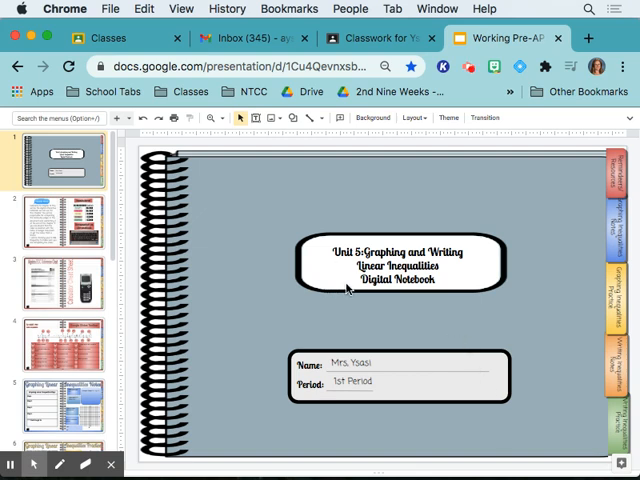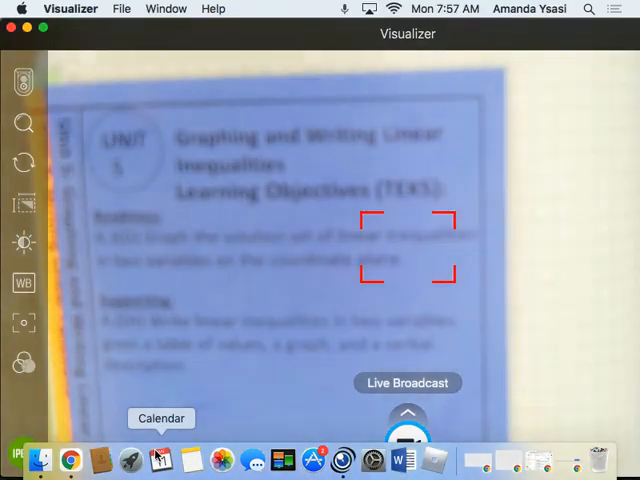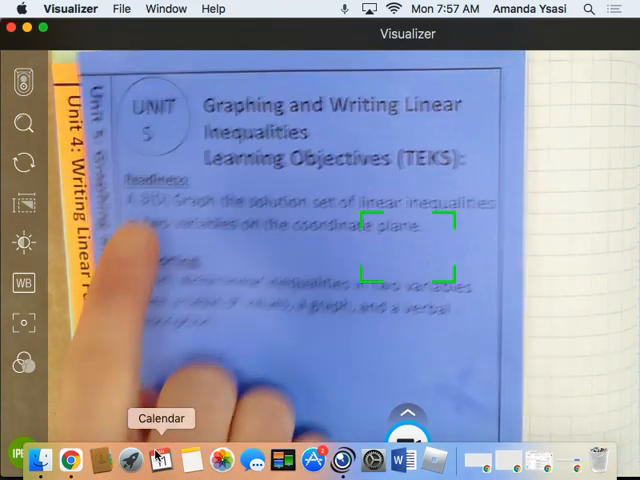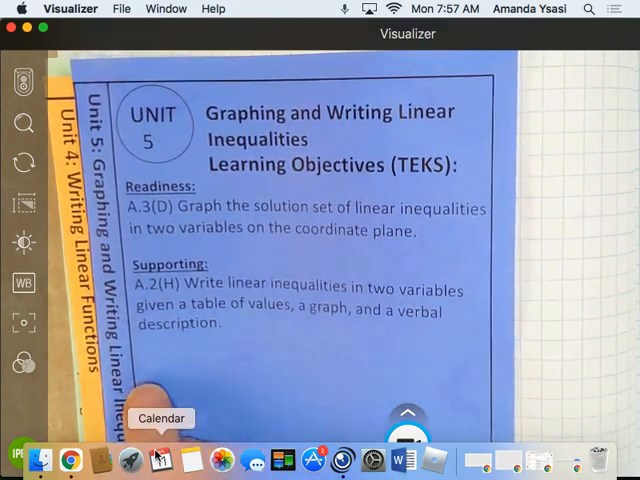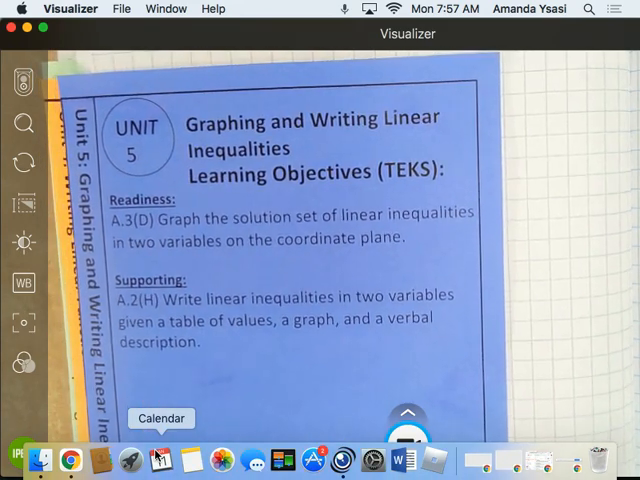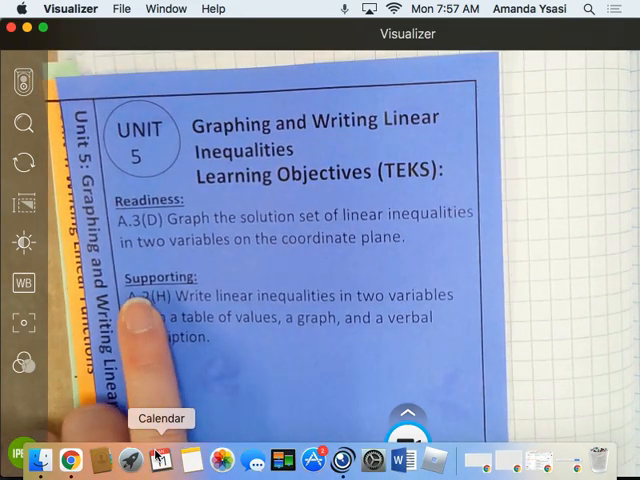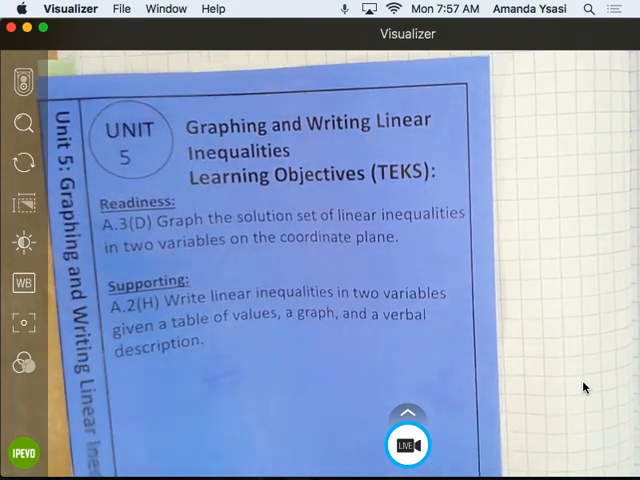We are starting Unit 5, which is Graphing and Writing Linear Inequalities. It has 2 TEKS that are involved, so there is a new unit divider that I will show you. The 2 skills are the readiness, which is the one that we will focus on more than supporting: graph the solution set of linear inequalities in 2 variables on the coordinate plane. And then the supporting: write linear inequalities in 2 variables given a graph and a verbal description. We do not have any vocab.